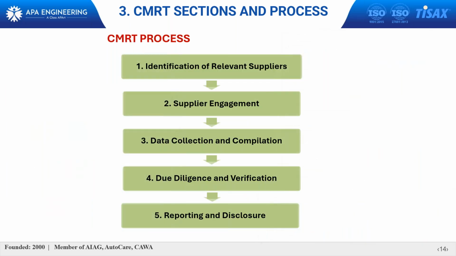Next is the due diligence steps. It's an elaborate process, but we try to simplify it into 5 steps: supplier identification, supplier engagement, data collection, due diligence and verification, and finally reporting and disclosure. The first step is the identification of relevant suppliers. The company must identify the list of products and their respective suppliers from where they suspect 3TG may be present. Many companies send a request to all the suppliers for the 3TG, but if you do scoping, it can eliminate a lot of out of scope suppliers.